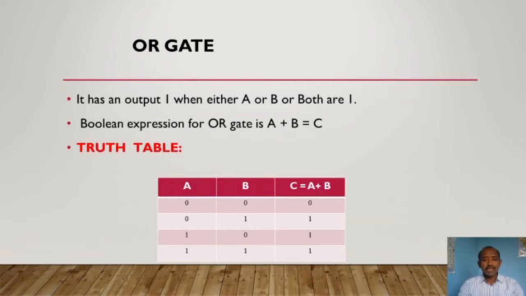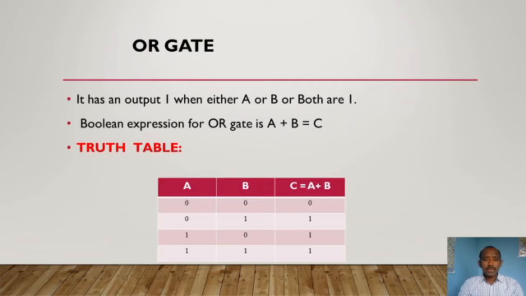It is very easy to understand. If 0 and 0 are the inputs, the output will be 0 only. If we give 0 and 1 as the input, the output will be 1, that is 0 plus 1 is 1, and 1 plus 0 is 1. If you give the inputs 1 and 1, the output will not be 2, it is 1.